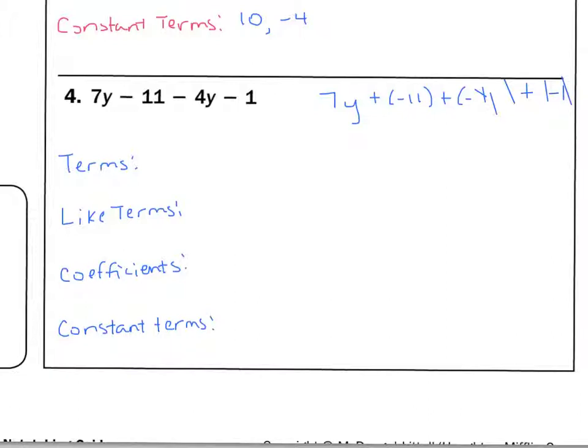The terms are 7y, negative 11, negative 4y, and negative 1. The like terms are 7y and negative 4y, and negative 11 and negative 1. Our coefficients are the 7 and the negative 4, and our constant terms are the negative 11 and negative 1. And that concludes section 2.5.